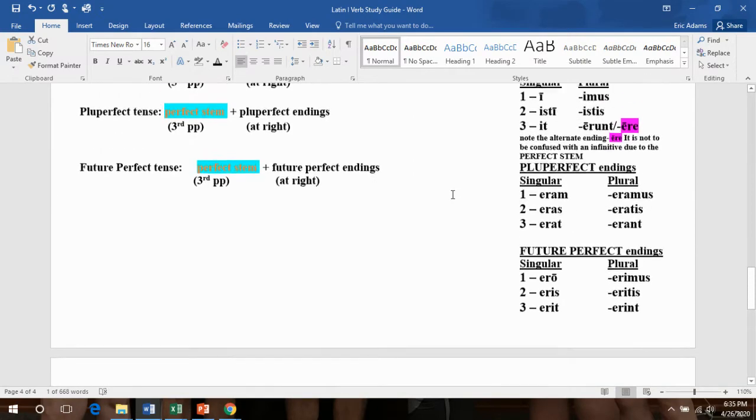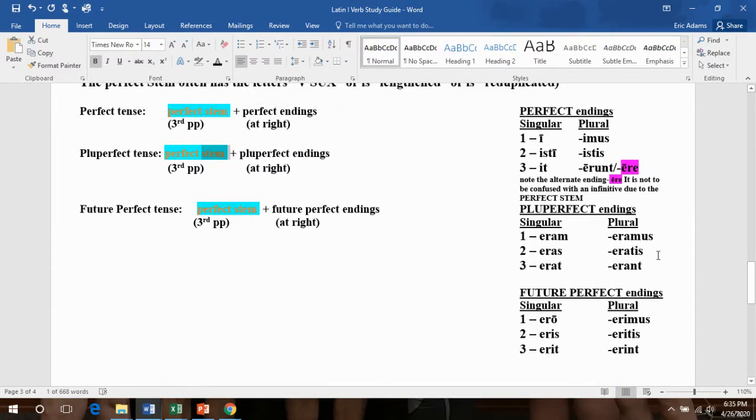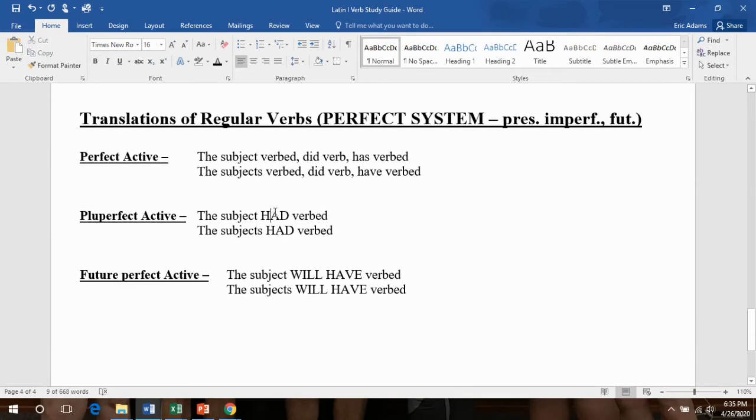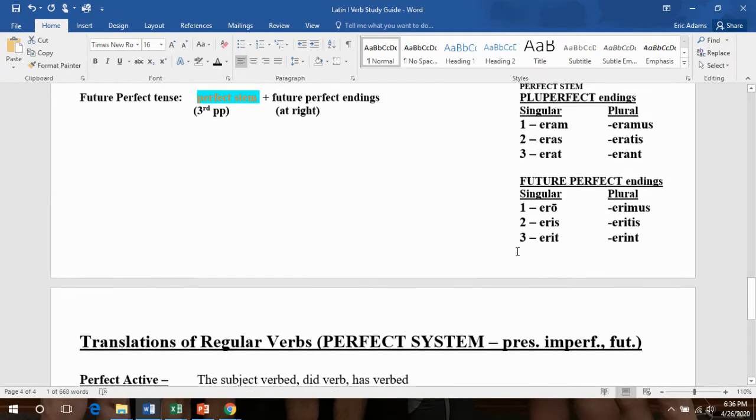So anytime you see a perfect stem plus any of these pluperfect endings, I had verbed, you had verbed, he had verbed, we had verbed, y'all had verbed, they had verbed. Please understand the difference between had and has or have. As a helping verb, has and have merely mean completed. Had means completed even before something else in the past.